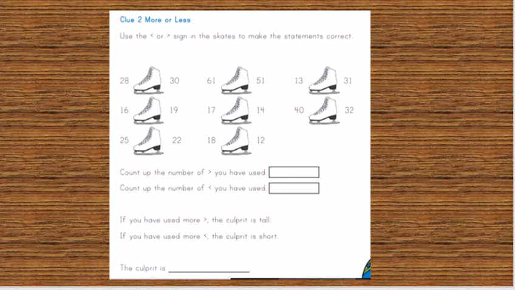Now, once you've solved all of your problems, count the number of greater than signs you've used. Write it down. Then count up the number of less than signs you've used. Write it down. If you used more greater than, then the culprit is tall. If you used more less than, then the culprit is short. So look at your two numbers, compare, and decide which one you use the most of. The culprit is, and write your answer, either tall or short, depending on your greater than and less than signs.